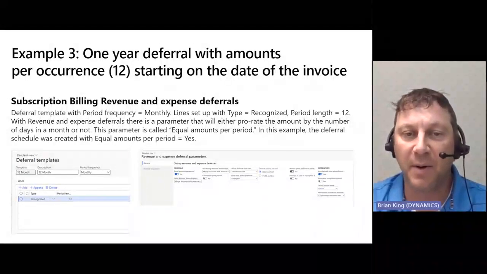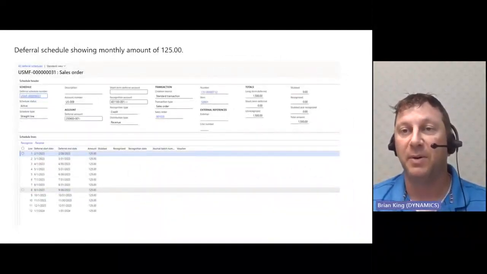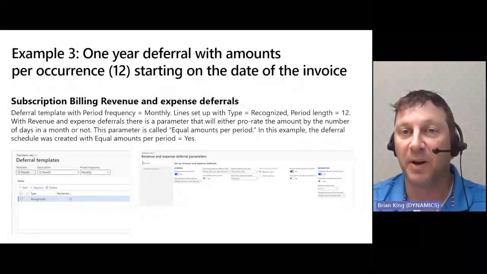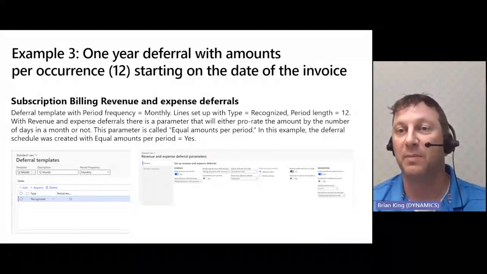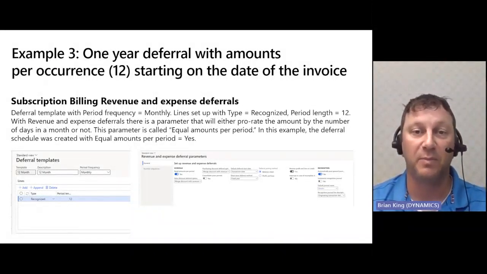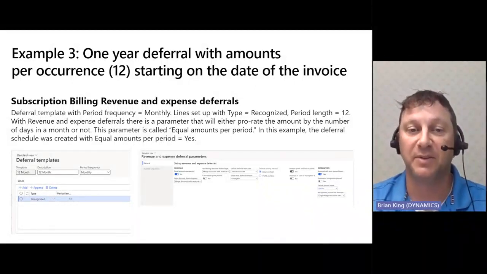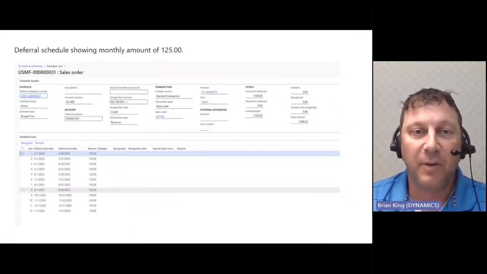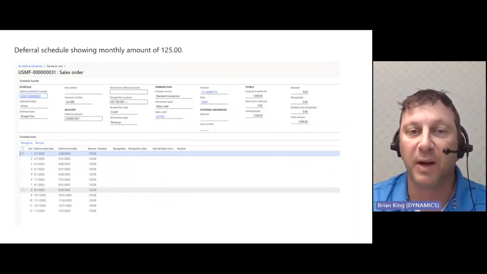One thing I'll mention about that parameter is that it's a parameter. As you set up your deferral on each transaction, you can have a mix of equal amounts per period on and off on a transaction. So if I had 2 sales order lines, one could be equal amounts per period and the other could be not equal amounts per period. It's all based on that setup. This is just a default option that goes to that transaction deferral screen. So here, if we look at our deferral schedule that gets created, we'll see that we get $125 per month, just like we did in the revenue recognition scenario.